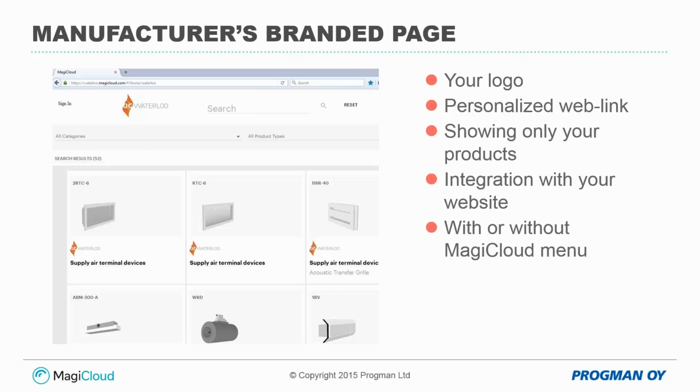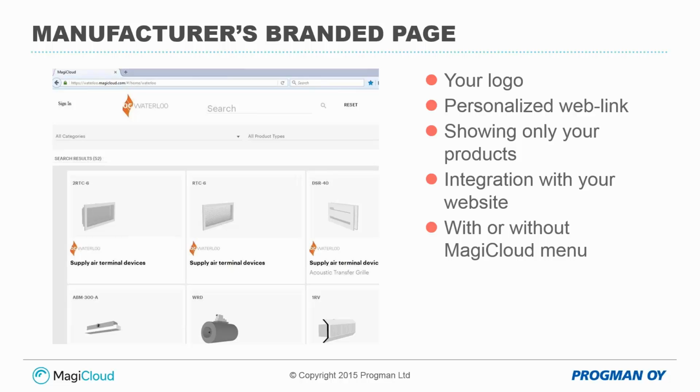Now I want to get a bit into the detail of what we have for you, for manufacturers. What you have seen is the main MagiCloud page, but we can in fact create branded pages for each of you. We can see here in this screenshot what we did for Waterloo. That will have, of course, your logo, a dedicated web link that you can address your customers to. This will show only your products. That means that whatever is searched and filtered, only your own products will show and not your competitors' ones.